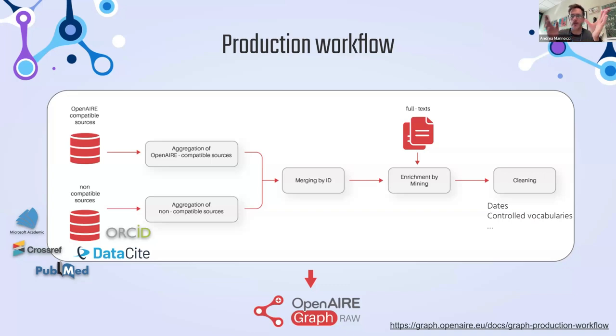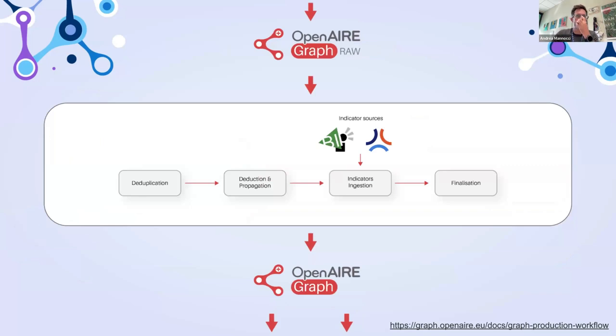other kinds of SDGs and other topics, they are mined out of PDFs and injected as metadata. Then there's a cleaning phase, which tries to normalize certain fields according to certain semantics and standards, for example, dates, and other fields according to controlled vocabularies, which are documented online. And then this raw graph enters a mid stage where it gets deduplicated. And then there are algorithms about, so the deduplication is just trying to remove duplicates and conflate different representations of the same thing. Deduction and propagation is about creating, augmenting, let's say, metadata by inferring other relations and other metadata properties from certain conditions.